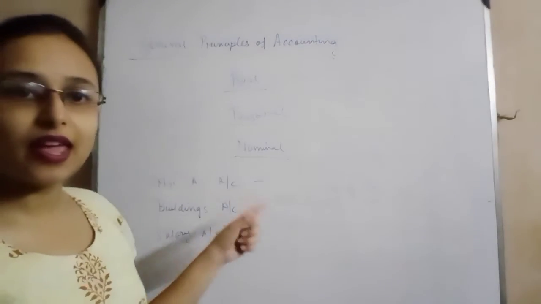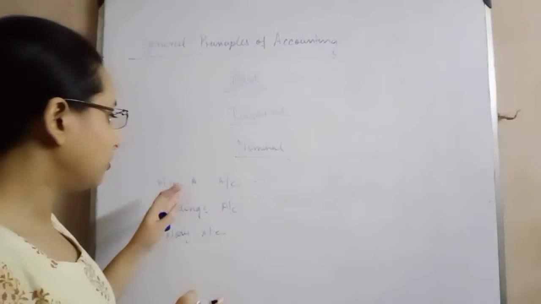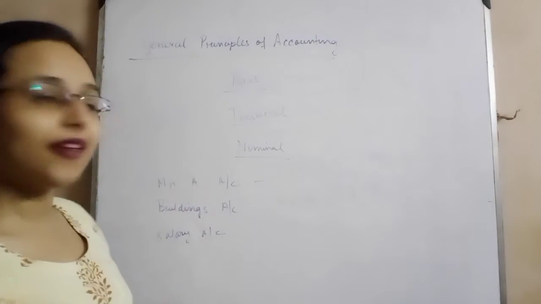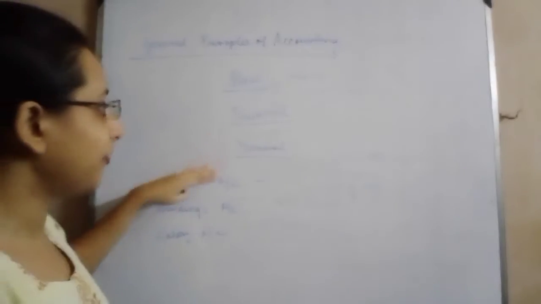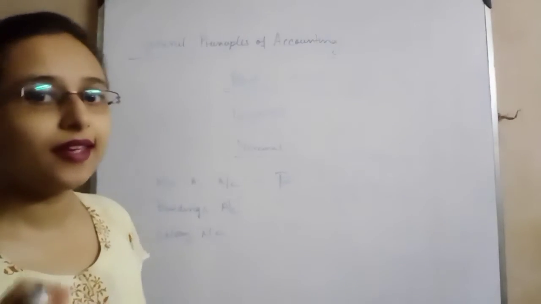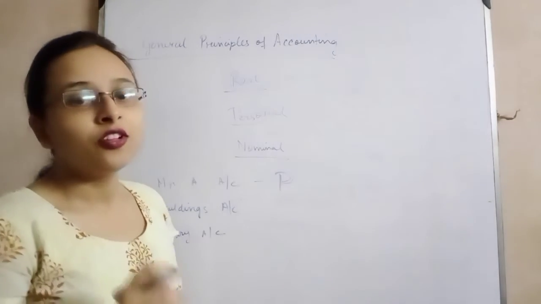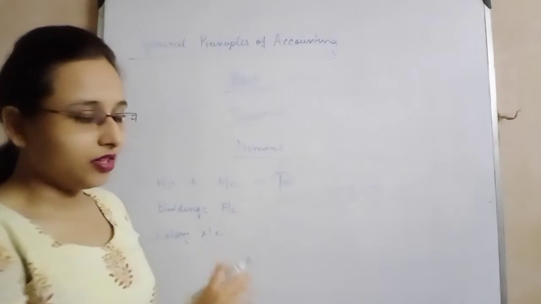See, Mr. A account. You can identify from the very question here. Mr. A is a name. So will it be real, personal or nominal? Definitely it will be personal. Why? Because Mr. A is the name of a person. So we are opening the account in the name of the person, so it will be personal account.